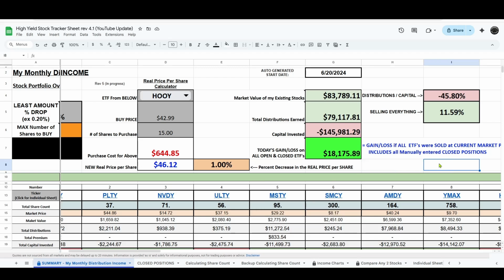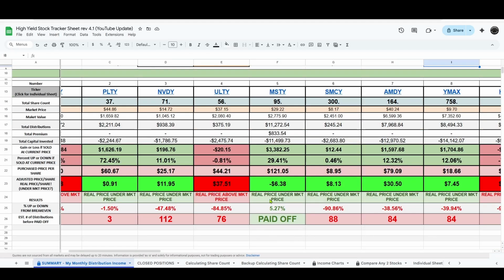But I'm not going to do that. I am still working to try to get those real price per share down. The further down I get, then I can get to a point where they become paid off.